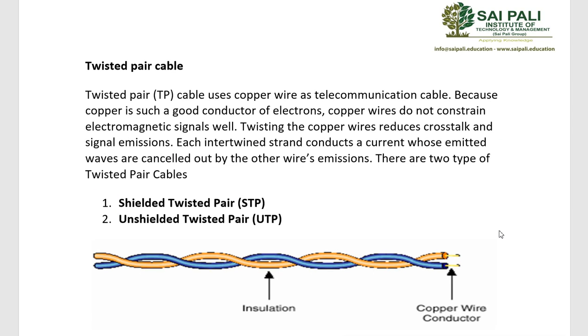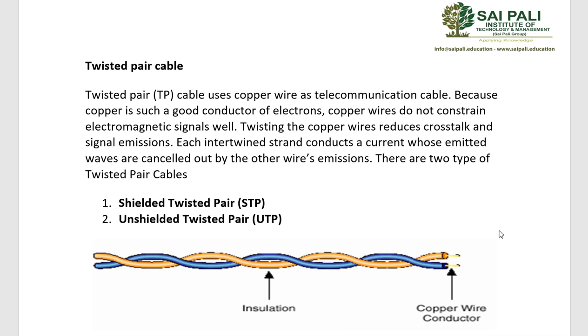Now the twisted pair cable uses copper wire as telecommunication cable, and because copper is such a good conductor of electrons, copper wires do not constrain electromagnetic signals well. So twisting the copper wires reduces crosstalk and signal emissions, as each strand conducts a current whose emitted waves are cancelled out by the other wire's emission. So there are two types of twisted pair cables, that is shielded twisted pair and unshielded twisted pair.